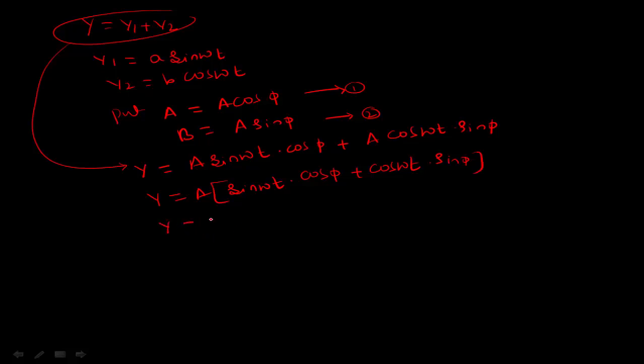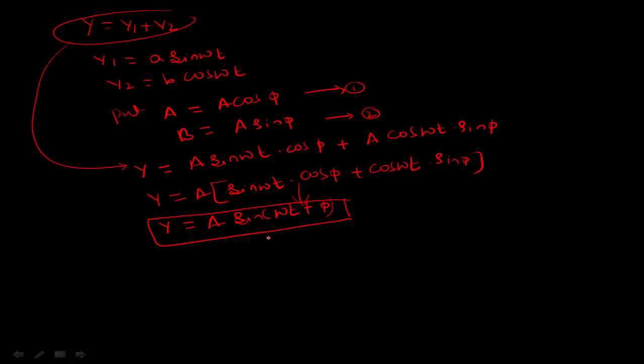Therefore, y is equal to a into, it is in the form of sin a cos b plus cos a sin b, that is sin a plus b. Sin a plus b is equal to sin a cos b plus cos a sin b. Here the compressed form of this equation is y is equal to a sin omega t plus phi. Here it represents the simple harmonic motion.